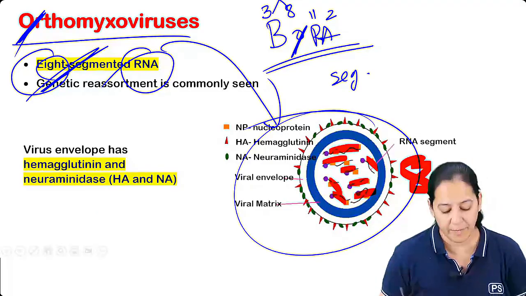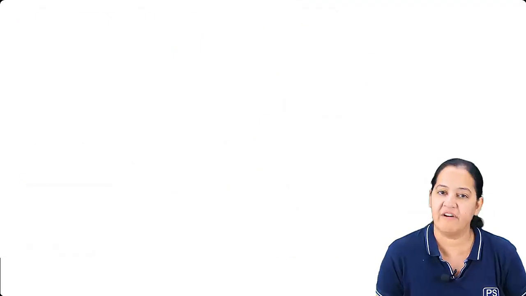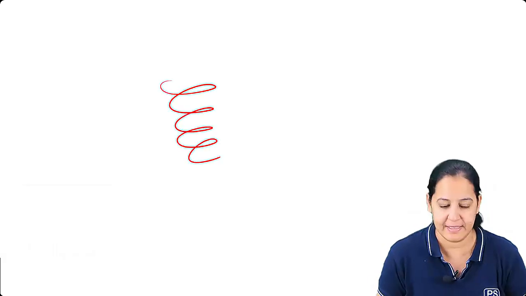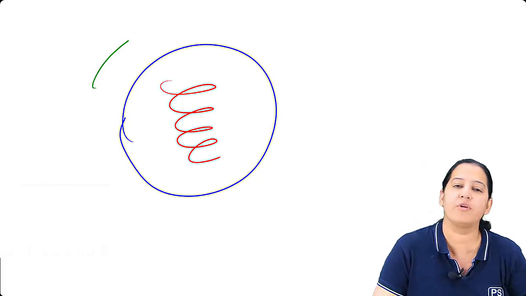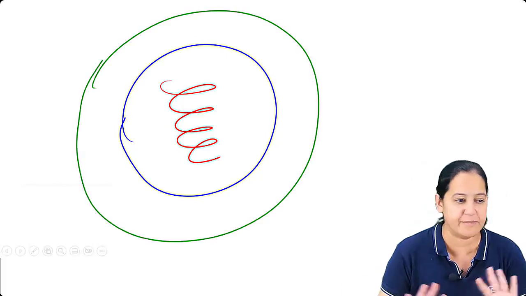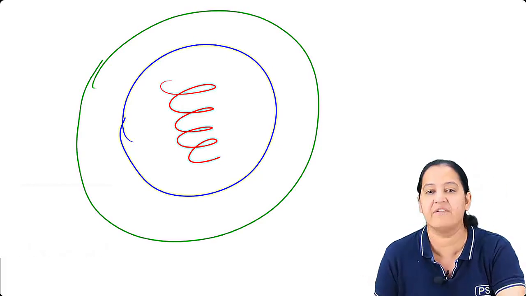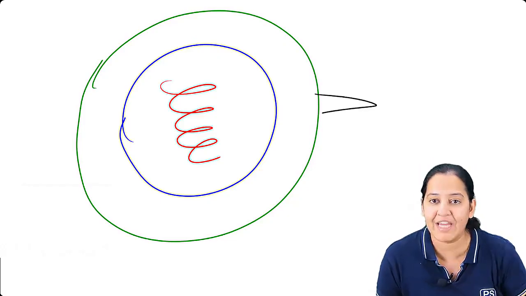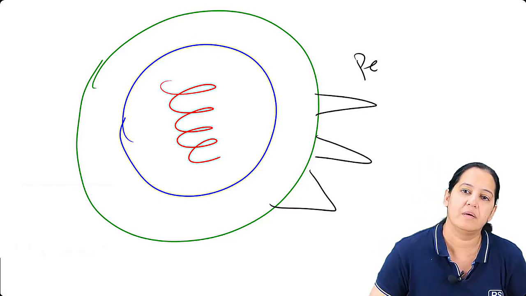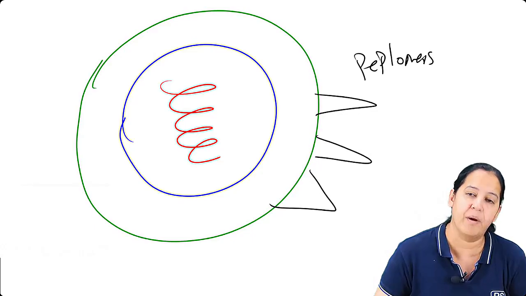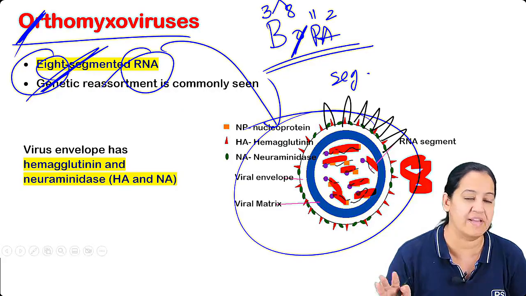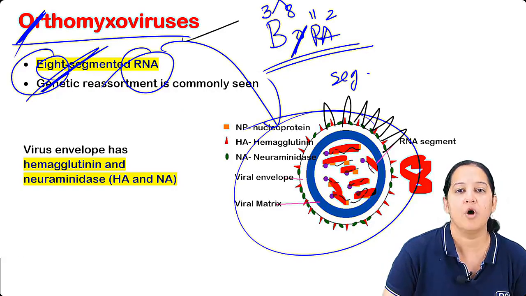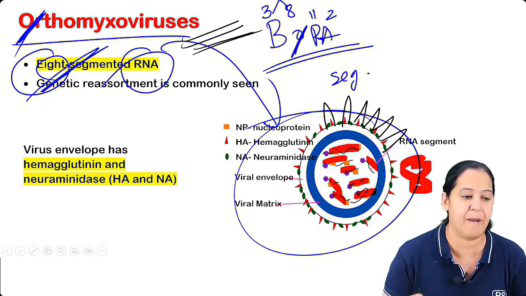Now, have I taught you that all viruses have nucleic acid? They are surrounded by a protein covering, that is the capsid, and it is surrounded by an envelope. Some viruses have an envelope, some do not. Some viruses which have an envelope have spiky projections on the surface, known as peplomers. This is the first virus I'm telling you that has the peplomer. Peplomers are not present in all viruses, but orthomyxovirus is a virus which has the peplomer on it.